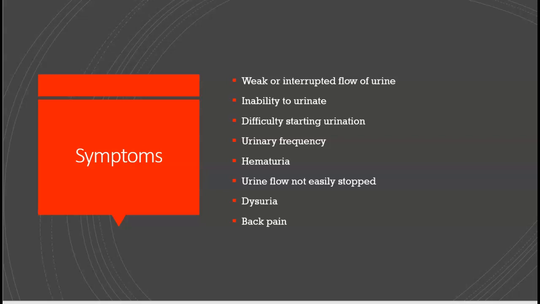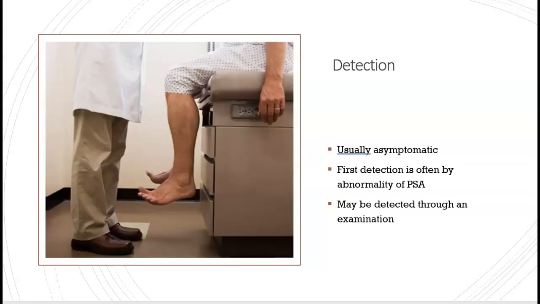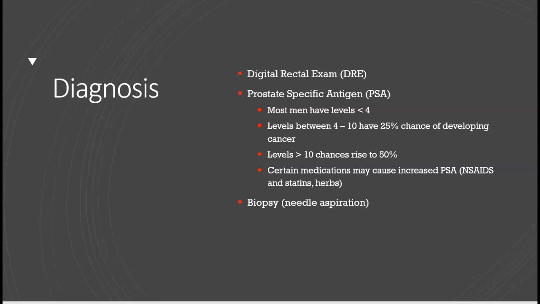Symptoms: weak or interrupted flow of urine, the inability to urinate, difficulty starting urination, urinary frequency, hematuria, urine flow not easily stopped, dysuria, or back pain. Detection, like I said, is usually asymptomatic, so the first detection is often by an abnormality of a PSA. PSA is just a blood test, and then it may be detected through an examination. Diagnosis is by a DRE or a digital rectal exam.